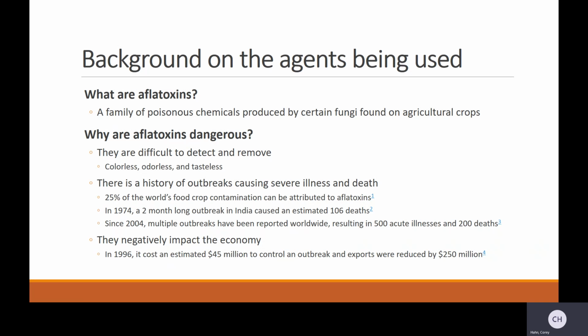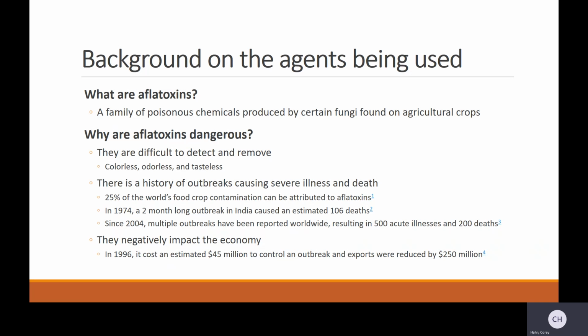Now, I want to take just a couple minutes to talk more about the agents being used in this assumption, just so you can fully understand the possible magnitude of these events. So what are aflatoxins? Well, they are a family of poisonous chemicals produced by certain fungi found on agricultural crops. This can include crops such as corn, wheat, peanuts, rice, and many others. Also, they can contaminate crops when they are being grown in the field by farmers, at harvest, or during storage. So there are a lot of opportunities along the supply chain for contamination.